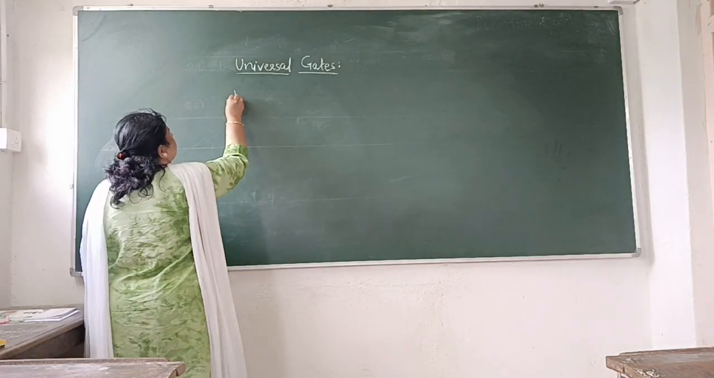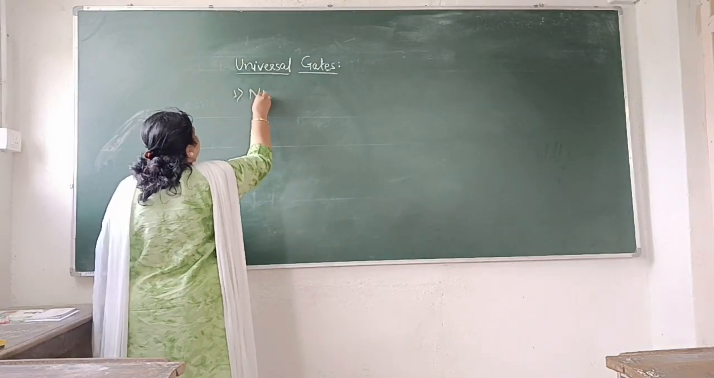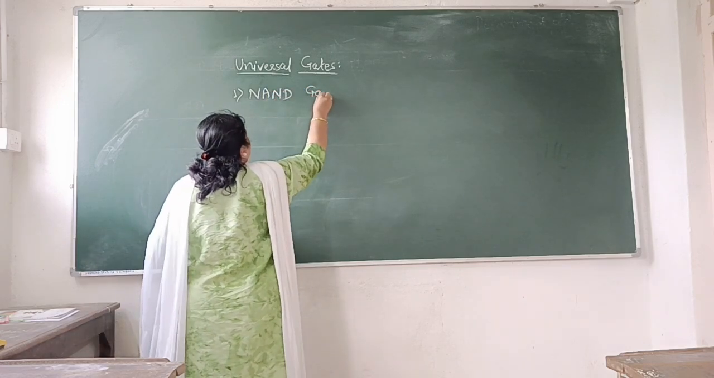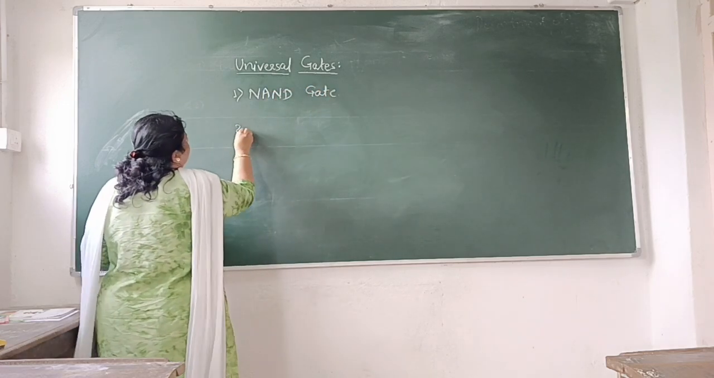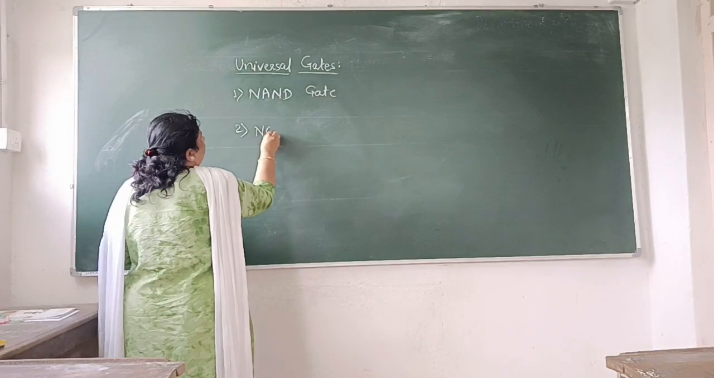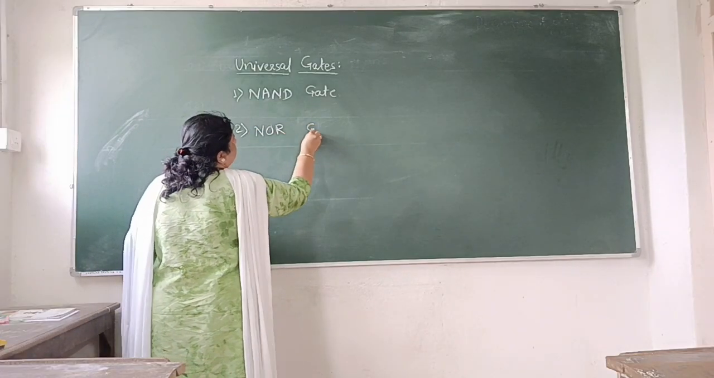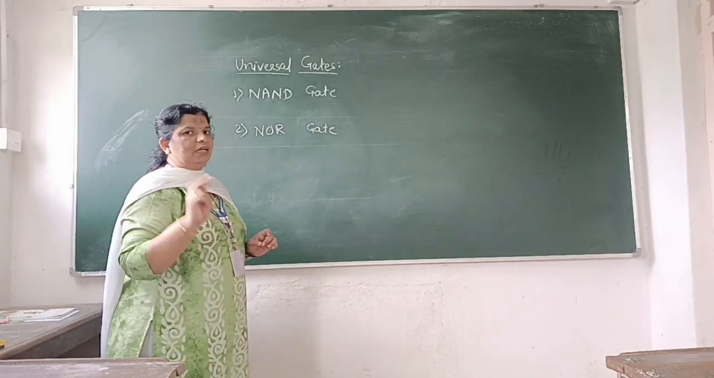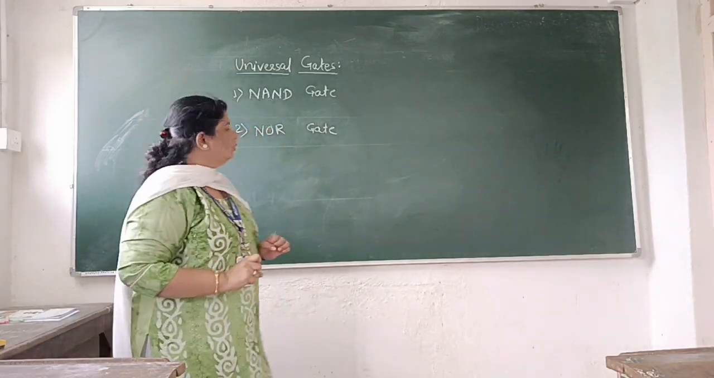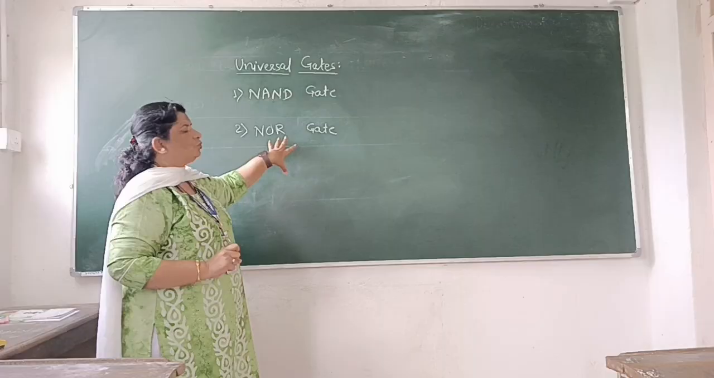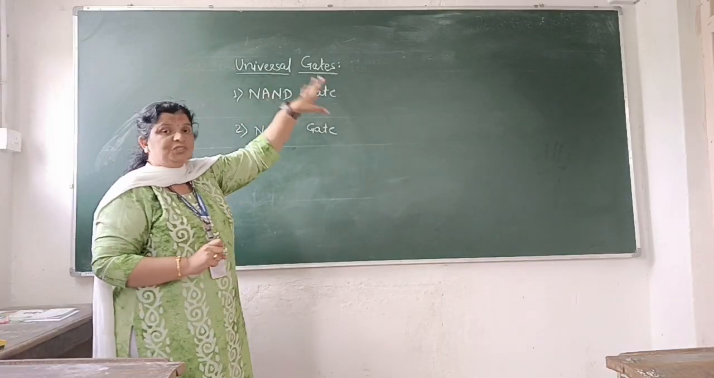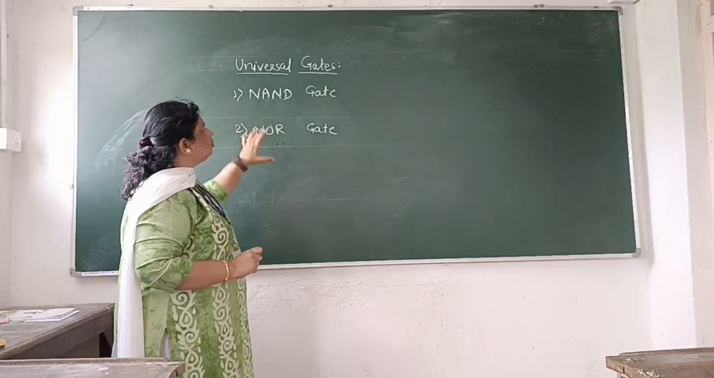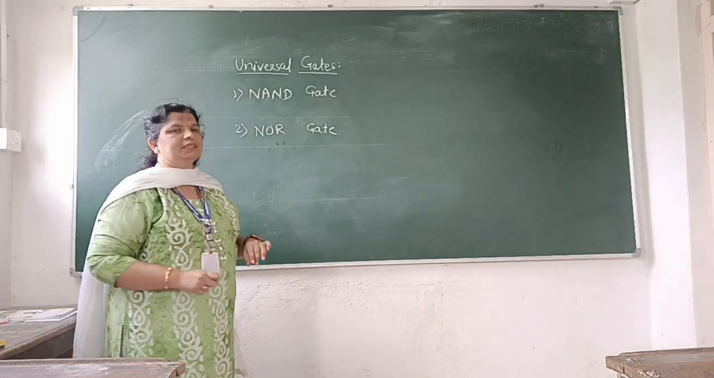In this case, the two gates we are going to use as universal gates. The first one is NAND gate and the second one is NOR gate. As discussed in the previous videos, we know that NAND gate and NOR gate are types of derived gates, right? Using these two gates, we can construct the logic of basic gates, and that's why these two gates are called universal gates.